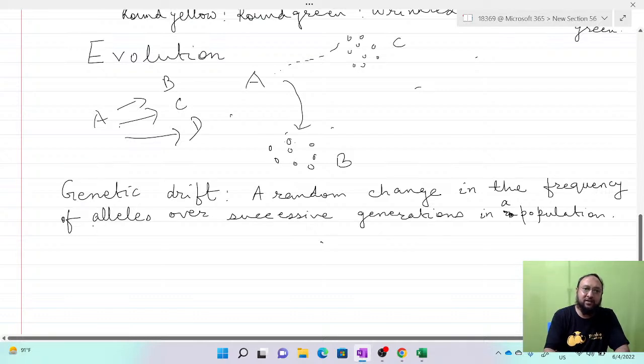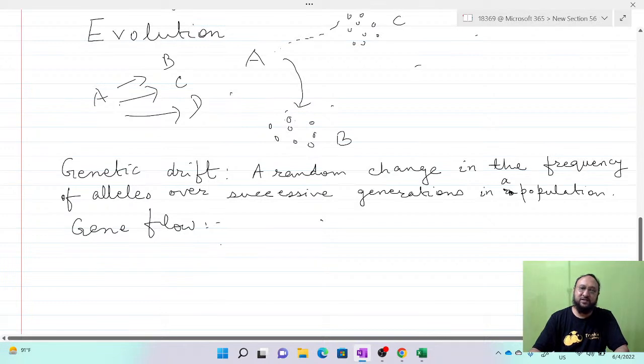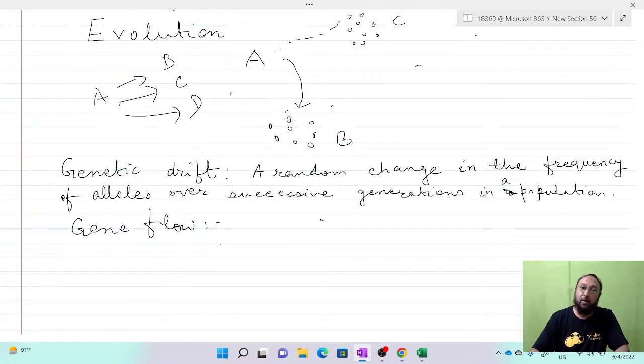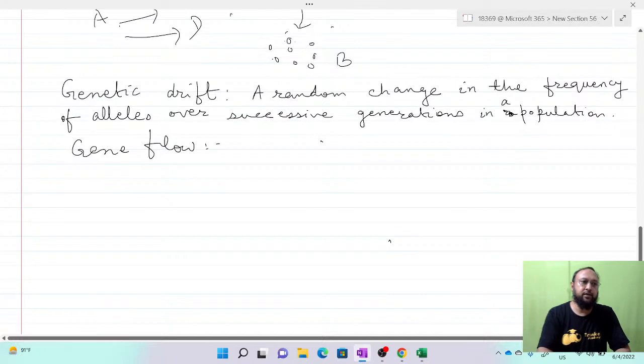Another is gene flow. It means that from one generation to another generation there is a flow of genes. So we will see this as the speciation occurs between populations which are partly separated but not completely separated. So gene flow also plays an important role.